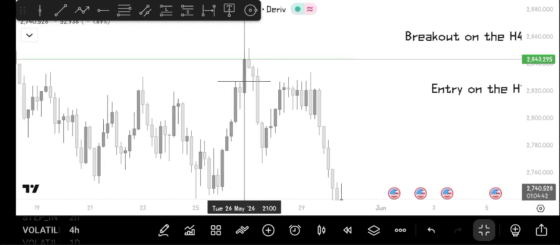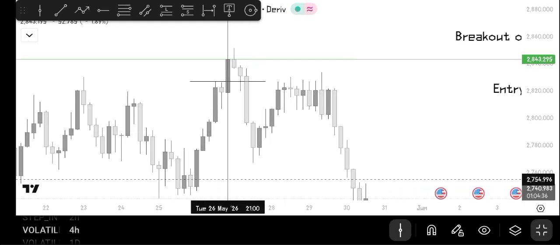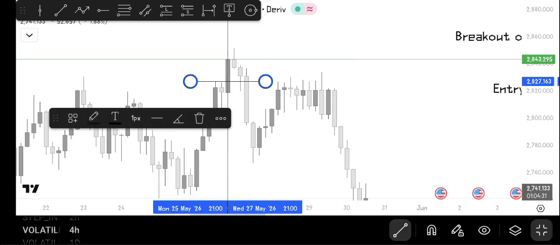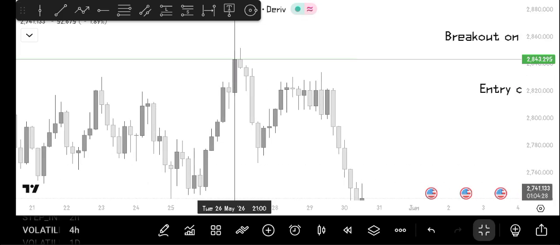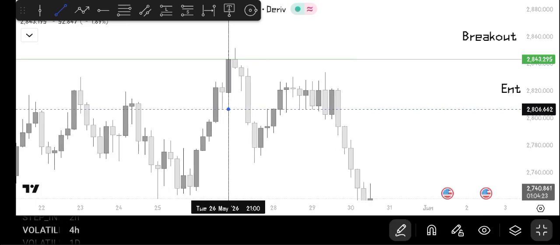We already got our key level, so we should be focusing on our key level. So this was our first rejection, our first candle that touched the key level right there. So where is our breakout? This was our breakout. This is our breakout in SMC.